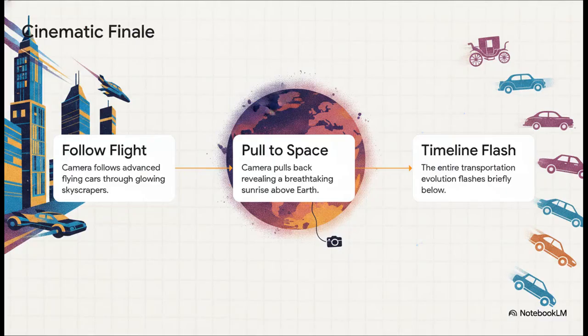The finale instructed by this prompt is basically a masterclass in cinematic escalation. First, the camera flies dramatically between towering skyscrapers following these advanced flying cars. Then, it pulls way back into deep space, revealing this breathtaking sunrise hovering right above Earth. And as the camera pulls away, the entire history we just witnessed flashes briefly below us, from that muddy horse carriage to the vintage auto, the muscle car, the EV, all the way up to the flying car.